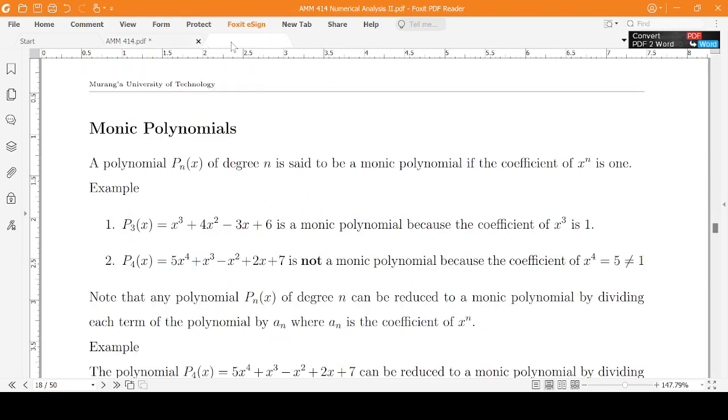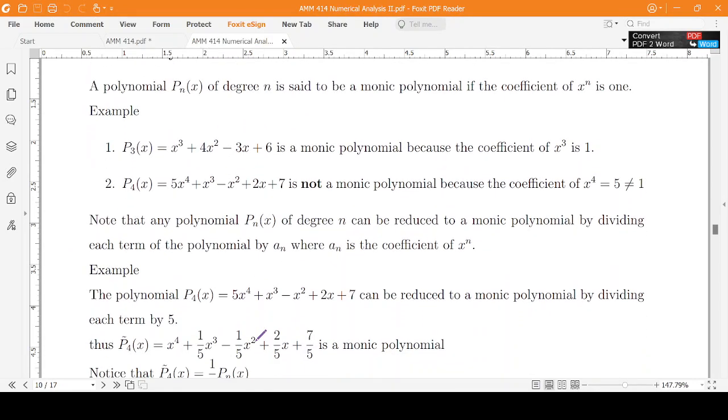So basically, a polynomial Pn of x of degree n can be reduced to a monic polynomial by dividing each term of the polynomial by an, where an in this case is the coefficient of x raised to power n. We have an example here. The polynomial p4, which is defined by this, can be reduced to monic by dividing each term by the coefficient of x raised to power 4. This coefficient happens to be 5. So when we divide, we get another polynomial, which is now monic.